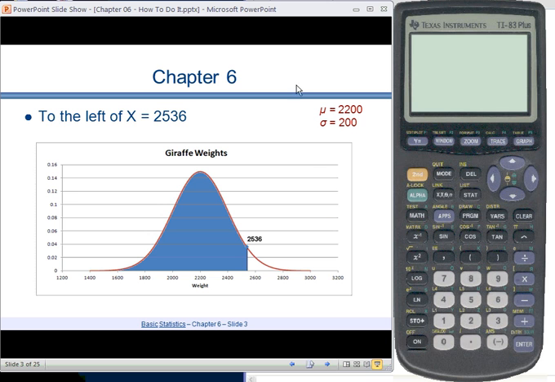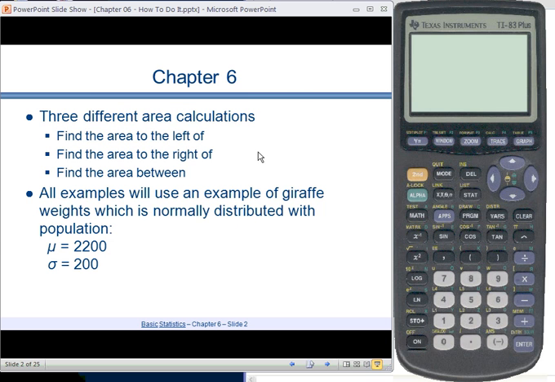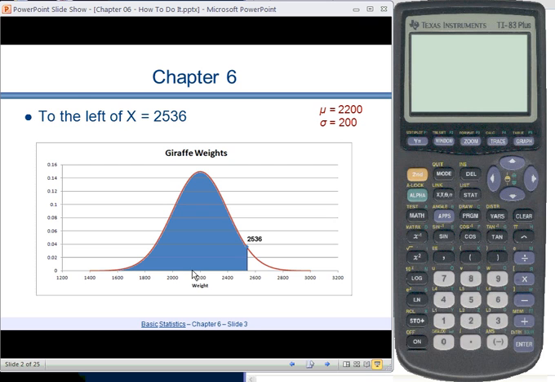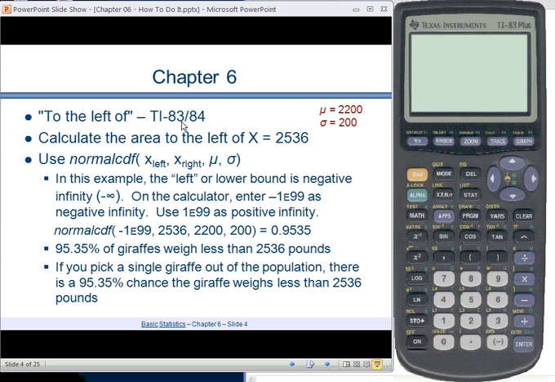So what we've got here is the Chapter 6 how-to slides. Notice we were going to go through and do 3 different area calculations. So our data says we have a distribution of giraffes' weights with a mean of 2,200 pounds and a standard deviation of 200 pounds. One of the things I want to do is find out the area under the curve to the left of a weight of 2,536 pounds, or what's the probability for x less than 2,536. Okay, and use normal CDF.